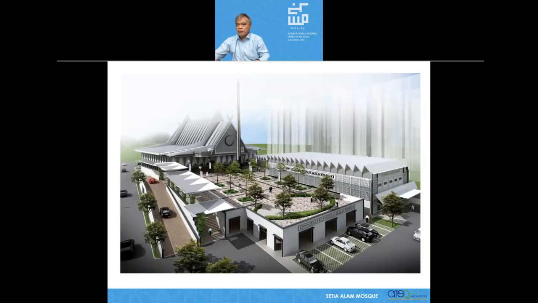This is also a mosque that we proposed for Seri Alam. Here we use more of the traditional roof form. This is actually to express Bugis architecture in a mosque in Selangor. You can see that parking is a big deal here. So you have parking on the ground, the mosque is elevated, and a multi-purpose hall is also well sought after because of weddings and events. So that is incorporated into many of the larger mosques.